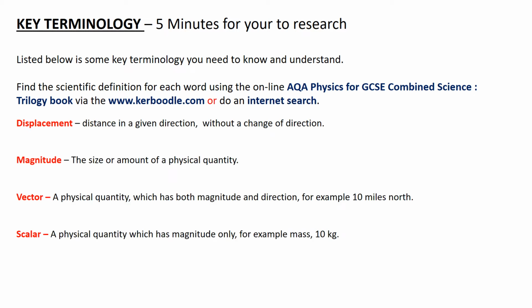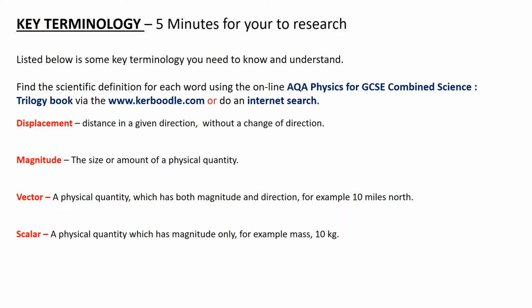Firstly, displacement. This is the distance in a given direction without a change of direction. Magnitude, so that's about size or quantity, the physical distance or the physical size of a measurement. Vector is a physical quantity that has both magnitude and direction. And this is often a single 2-mark answer where you have to define this in an exam. And then a scalar quantity is a physical quantity that has magnitude only. So it has no direction.